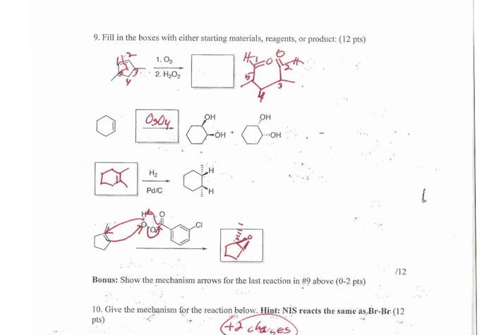And then this one we didn't cover this year. It's epoxidation. It's a cool one. 4 arrows, but no worries about that one. We'll talk about it later.